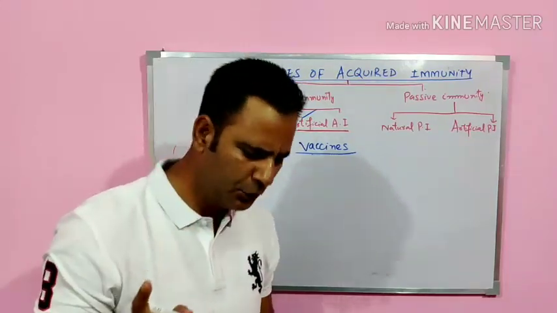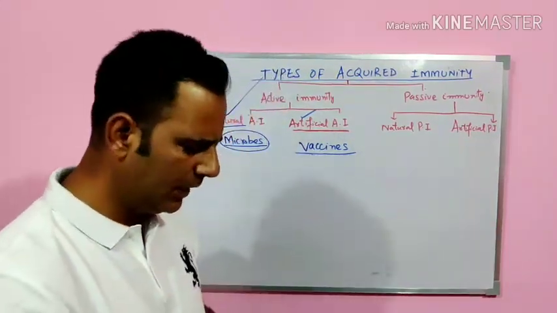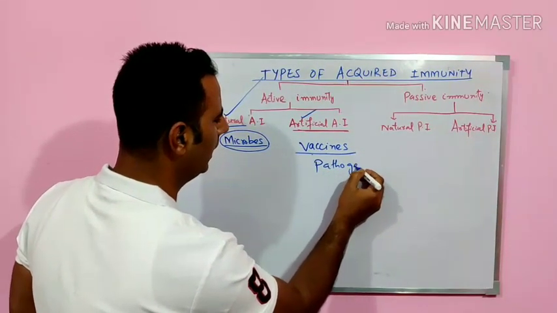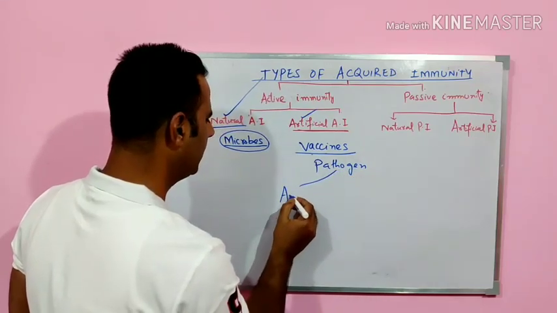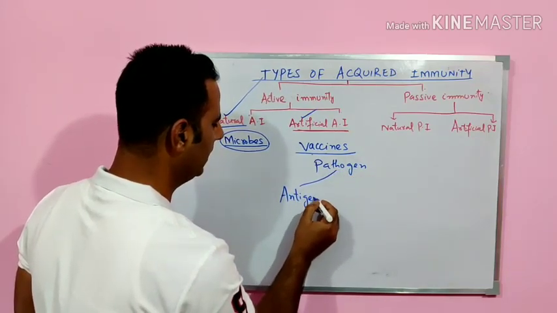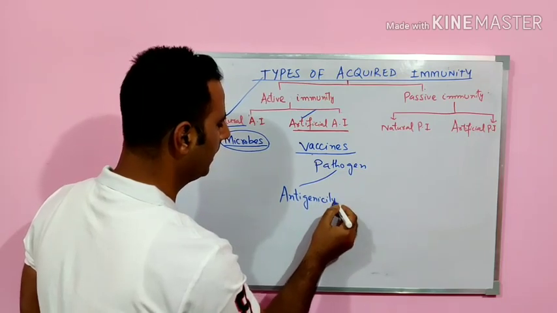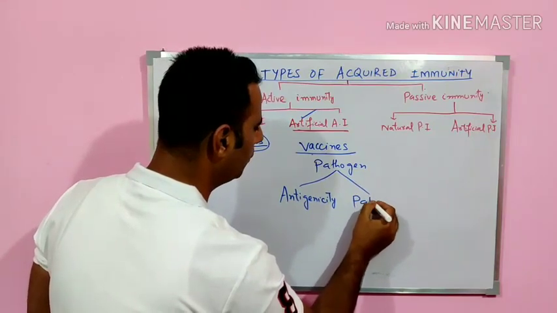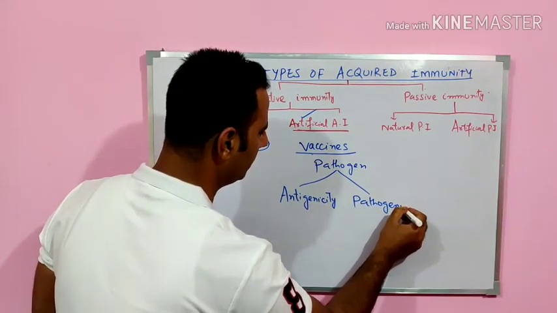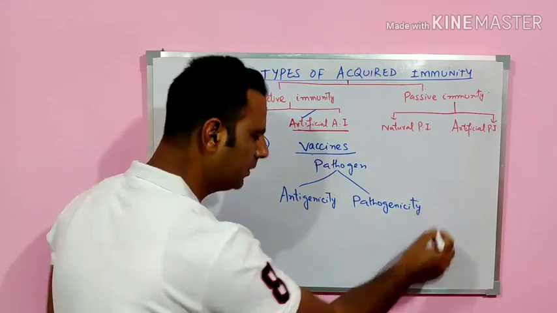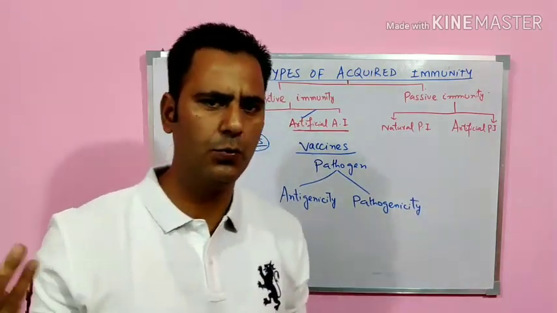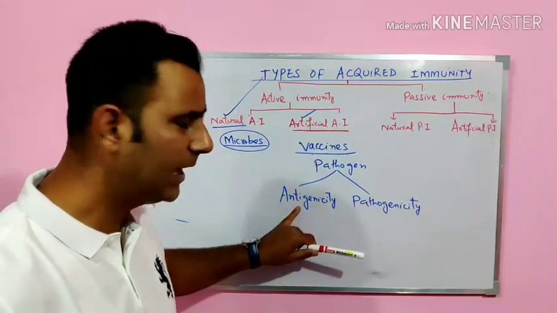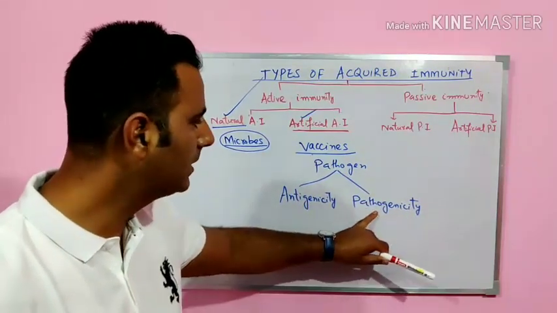Remember, a pathogen has two properties. Any pathogen has two properties. The first property of a pathogen is antigenicity. And the second property of a pathogen is pathogenicity. A pathogen is any foreign invader or any microbe. The pathogen has two properties. One property is antigenicity and the second property is pathogenicity.